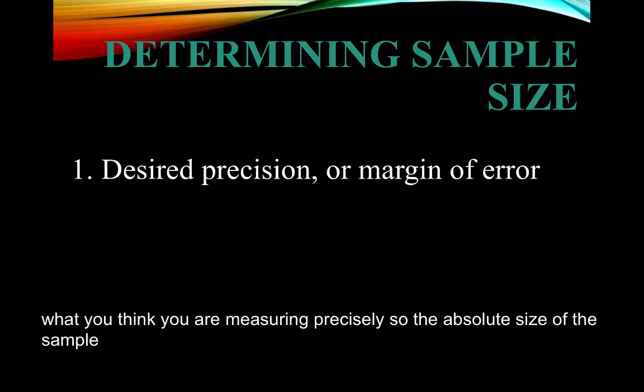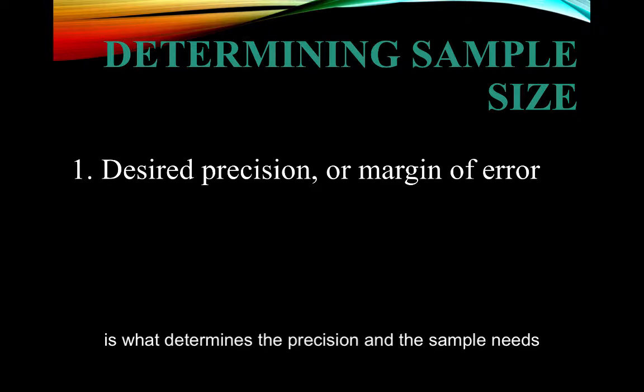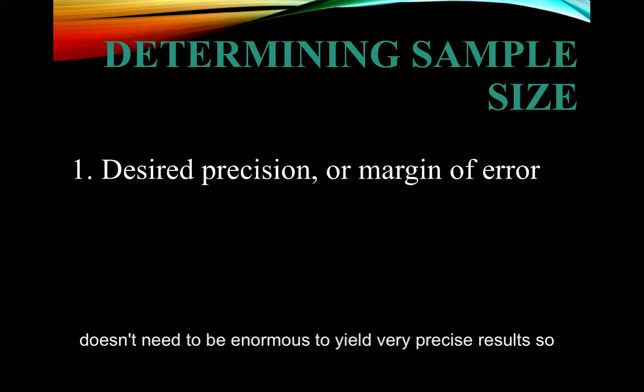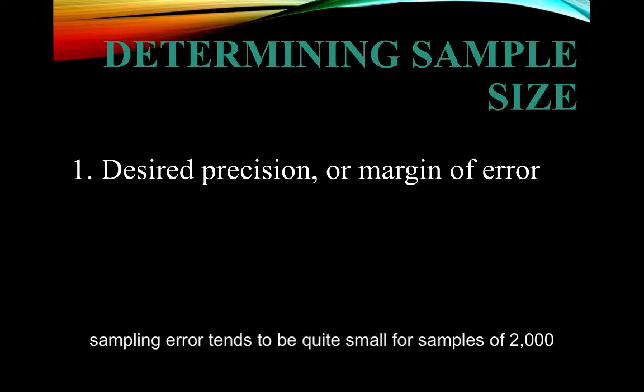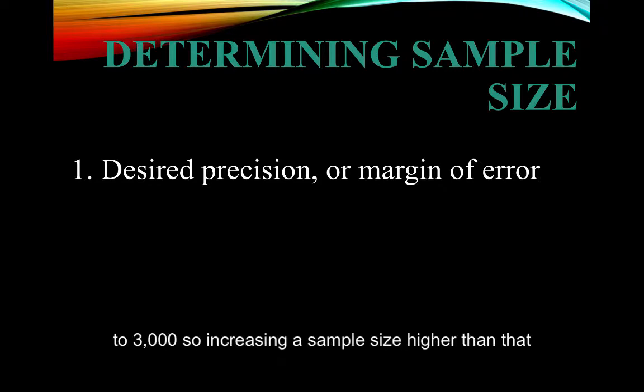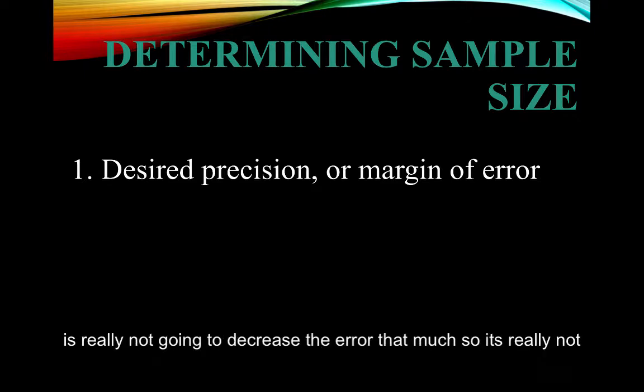So the absolute size of the sample is what determines the precision. And the sample doesn't need to be enormous to yield very precise results. So sampling error tends to be quite small for samples of about 2,000 to 3,000. So increasing a sample size higher than that is really not going to decrease the error that much.